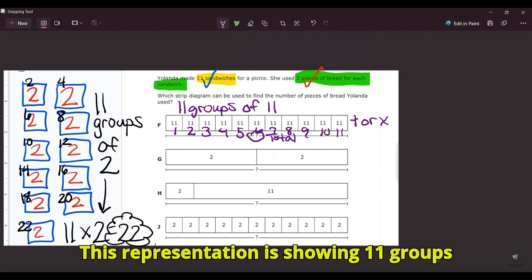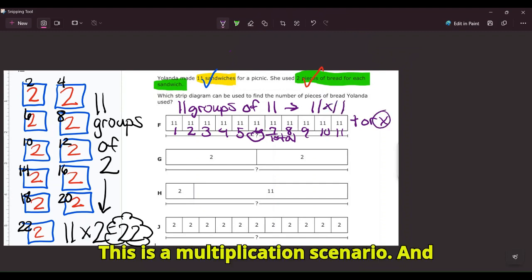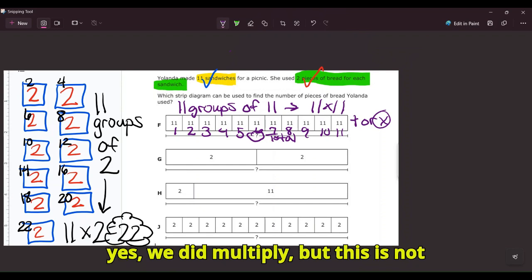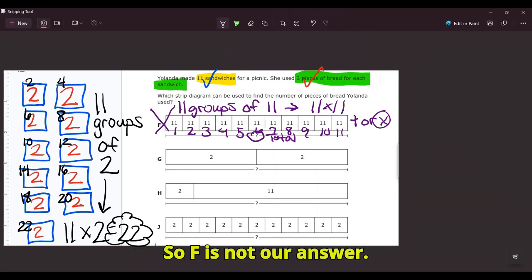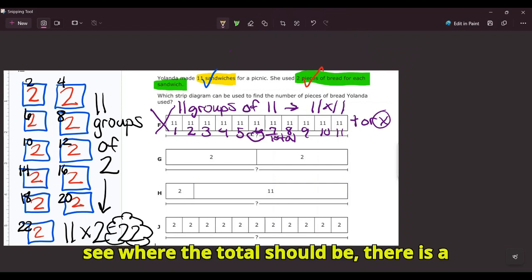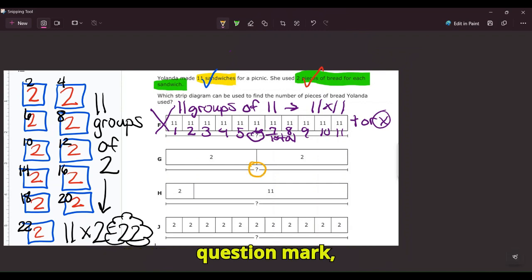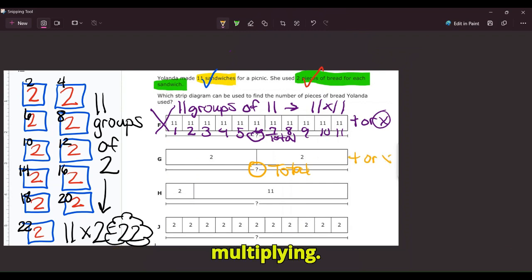This representation is showing 11 groups of 11, or 11 times 11. So this is a multiplication scenario, and yes, we did multiply, but this does not match what is being represented by this problem. So F is not our answer. Okay, if we look at answer choice G, as we can see, where the total should be, there is a question mark, which means I am either adding or multiplying.